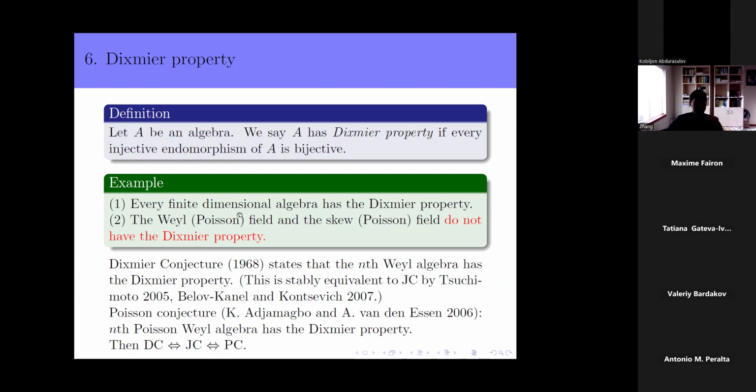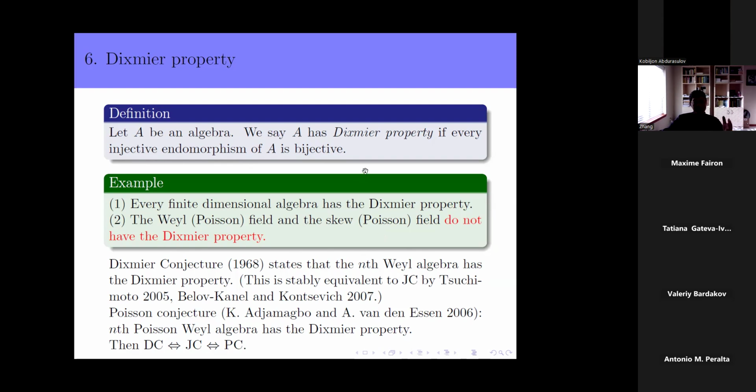Another conjecture related to this is called the Poisson conjecture, which says that n's Poisson Weyl algebra has the Dixmier property. Basically, these three conjectures are all stably equivalent. The Dixmier property comes from the Dixmier conjecture. If we can handle the Dixmier property for the Weyl algebra, then the Dixmier conjecture is solved.